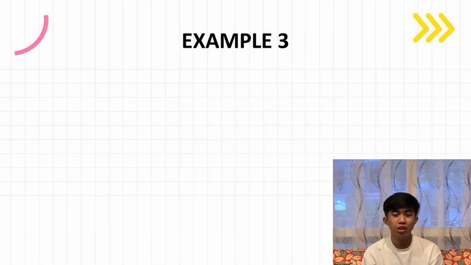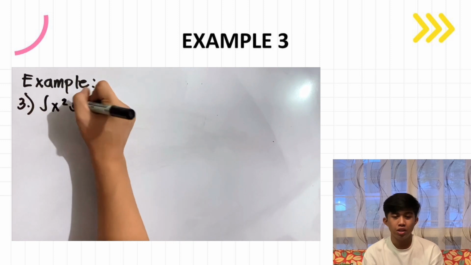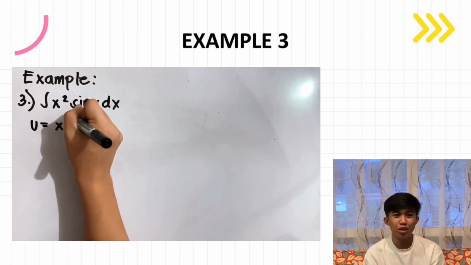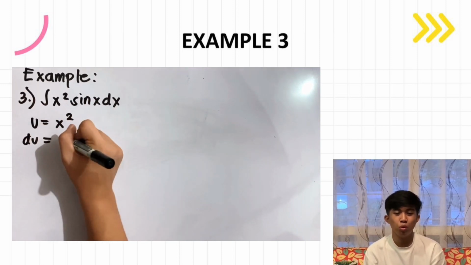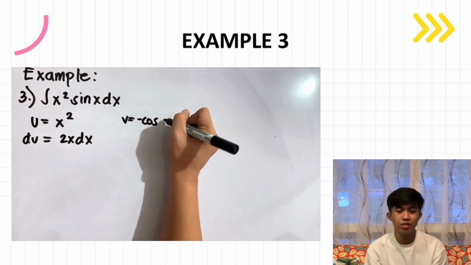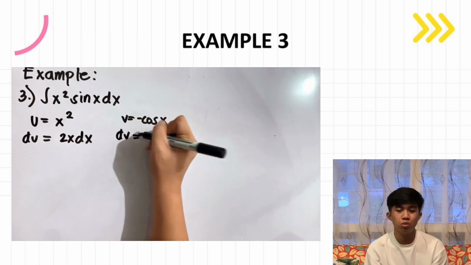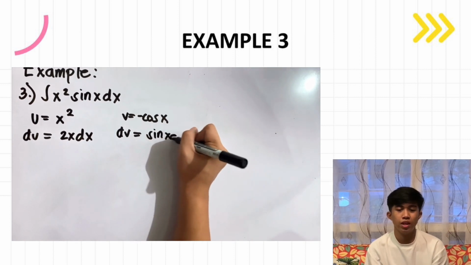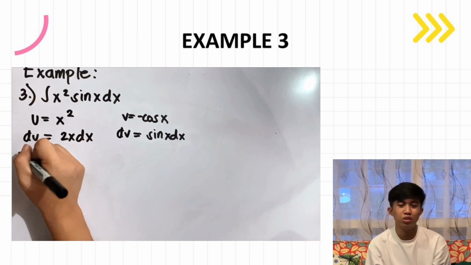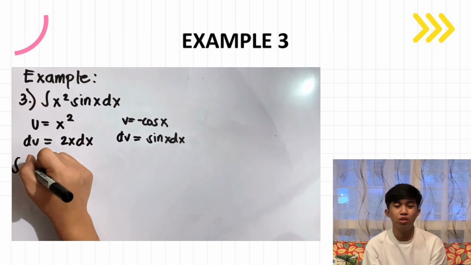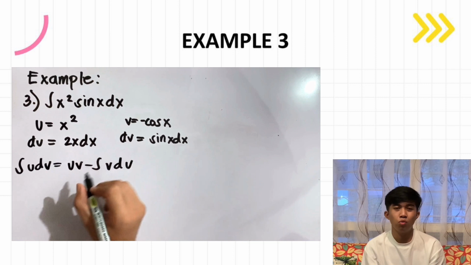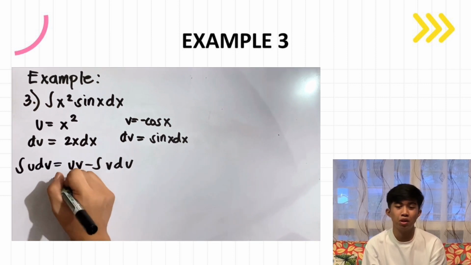For example number 3, we have the integral of x squared sine x dx. So the givens are u is equal to x squared, du is equal to 2x dx, v is equal to negative cosine x, and dv is equal to sine x dx. So the formula that we will use here is integration by parts. The formula is the integral of u dv is equal to uv minus integral of v du. Since we have our givens and formula, we can now proceed to the next step.